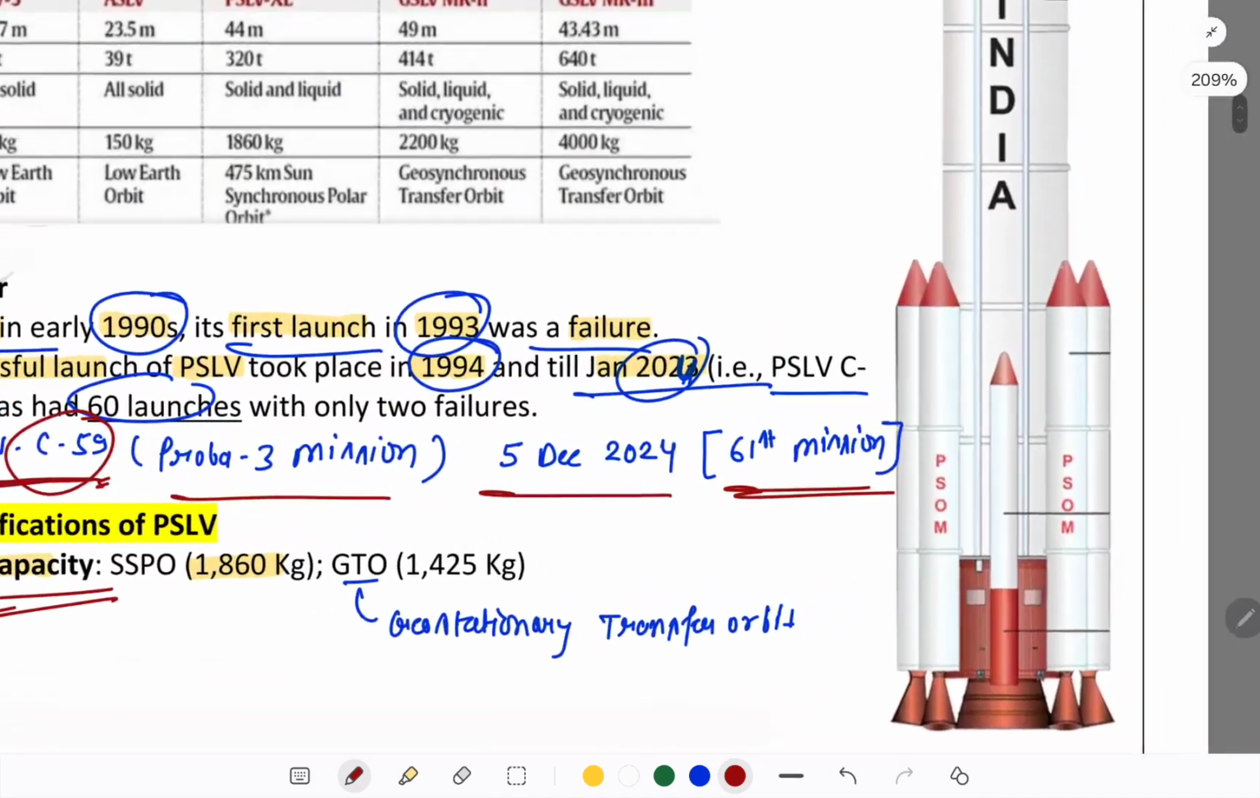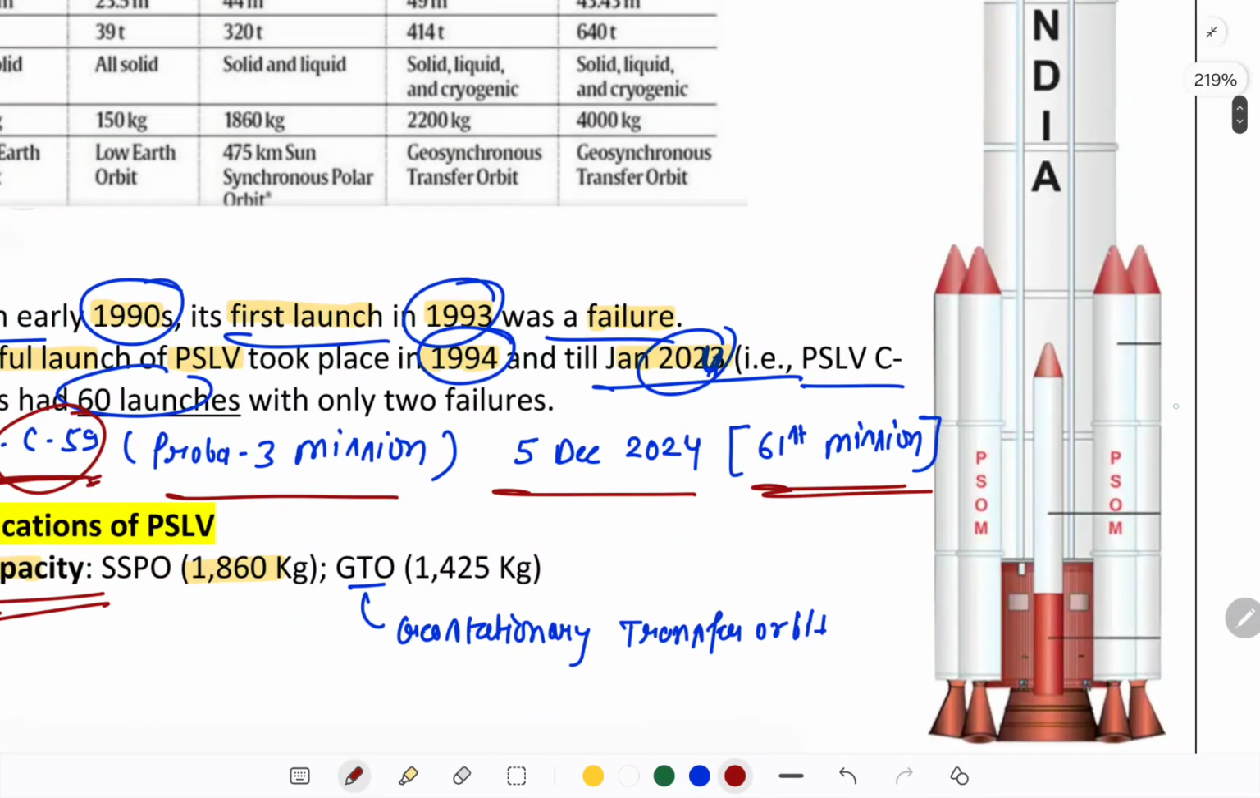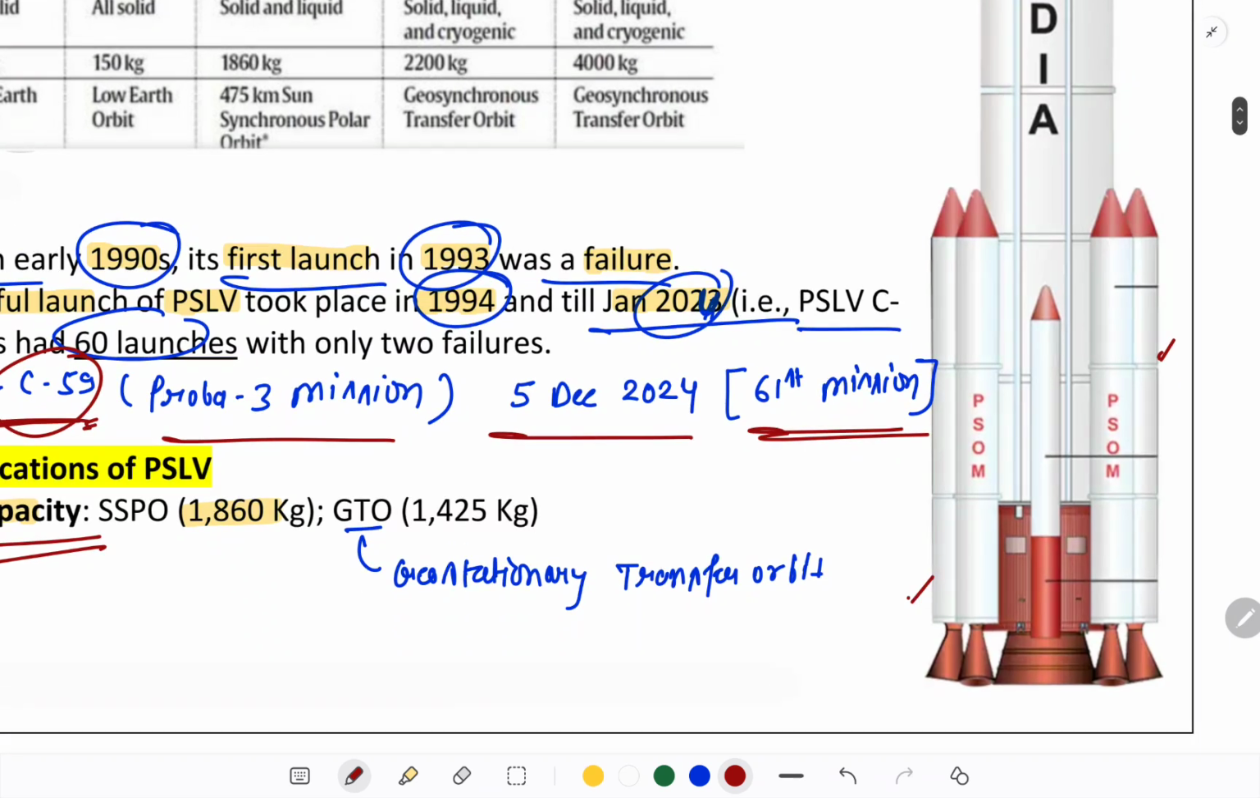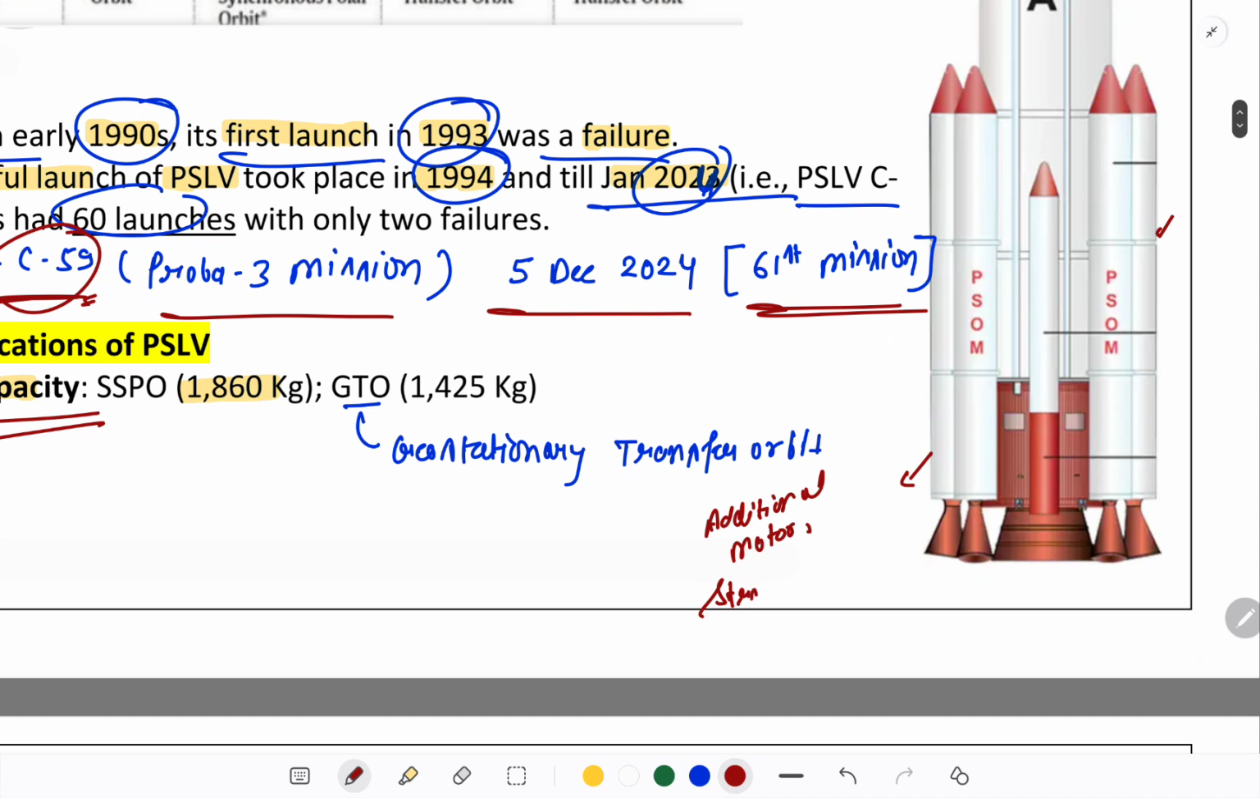One more thing I have talked about: what are these things? These are the additional motors, and this is known as the strap-on motor. What is the function of the strap-on motor? It gives more power.